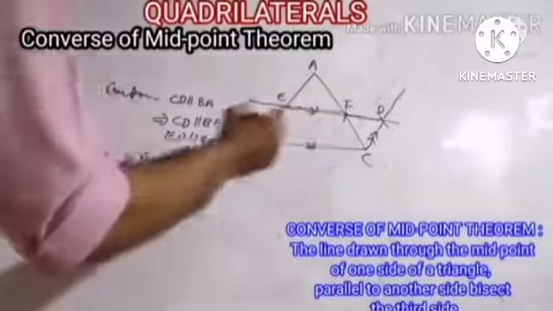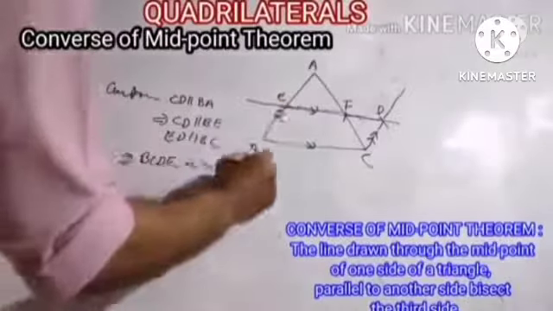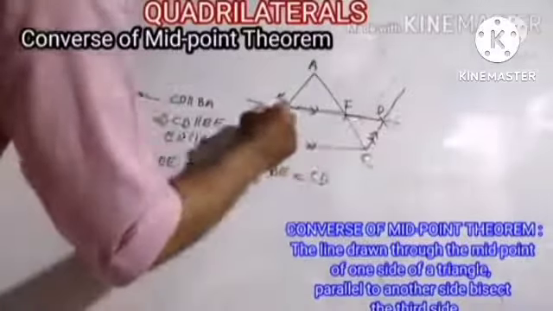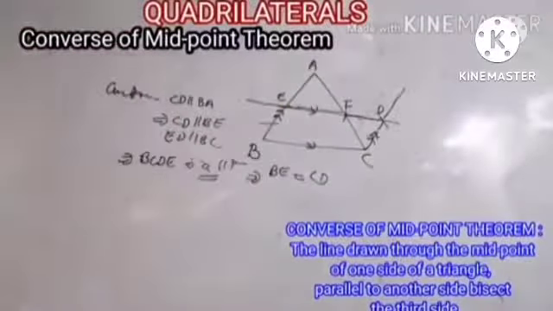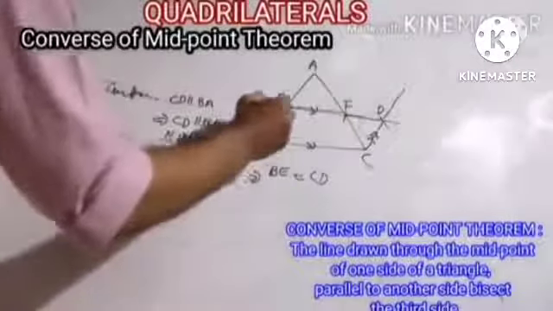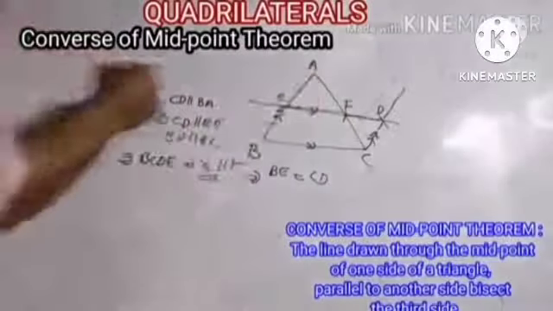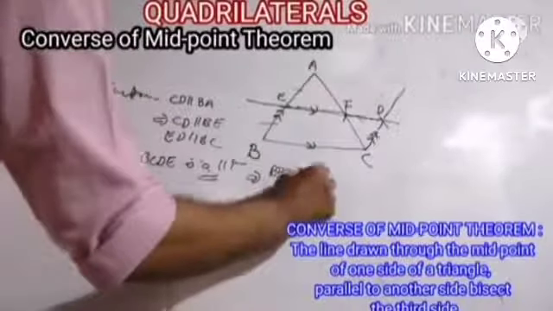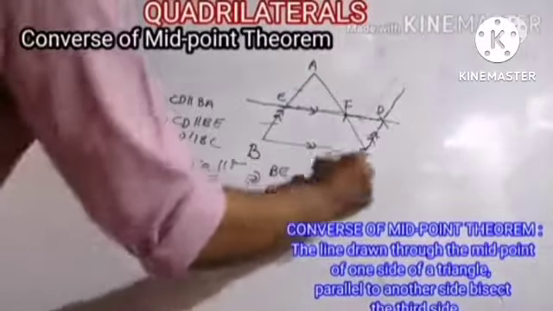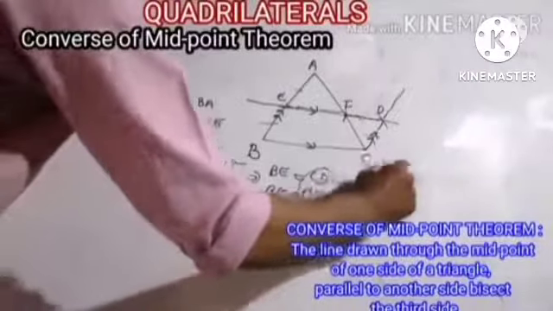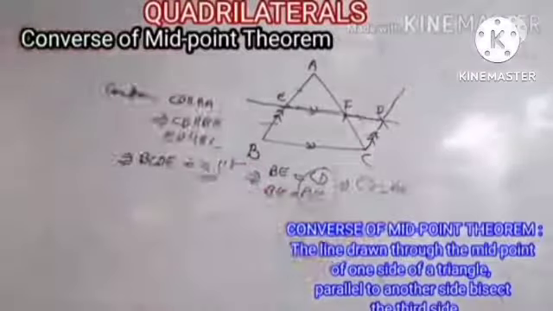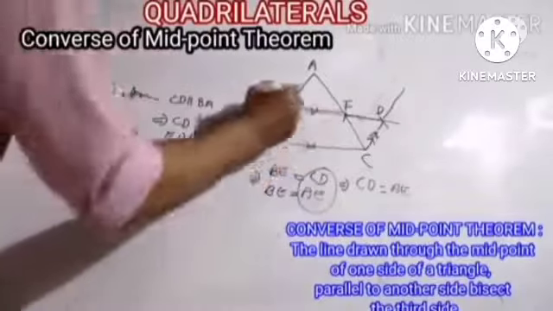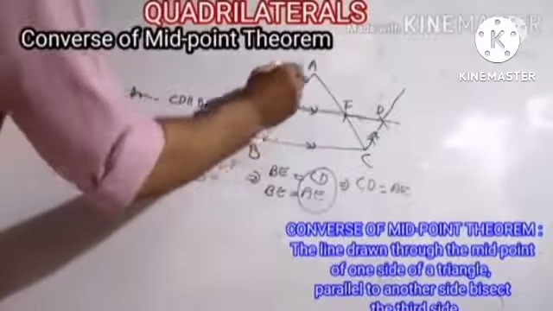We know that in a parallelogram opposite sides are equal, which implies BE equals CD. BE also equals AE, because E is the midpoint of AB. So these two are equal, which implies CD equals AE. BE equals CD from the parallelogram, and BE equals AE because E is the midpoint. So AE equals CD.